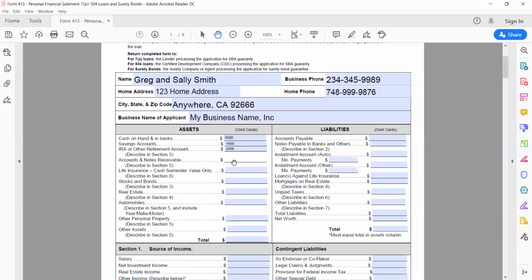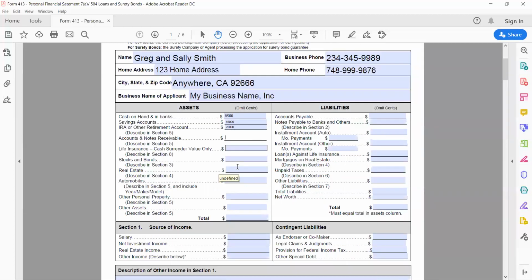Accounts and notes receivable. This line would be used if I had a note, or a loan, say to a friend or family member, that we had an actual note drawn up, with scheduled payments, some sort of legal document that they owed me that money. Then I could claim that as an asset.